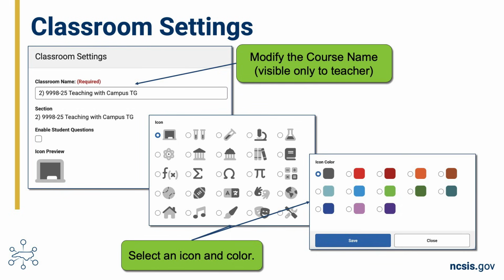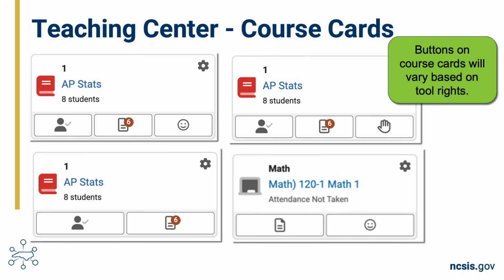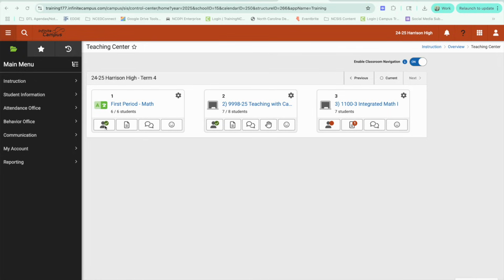The gear icon on each course card will open classroom settings where you can modify the course name, course color, and course icon. This is an example of some sample Teaching Center course cards. Attendance may or may not be taken in each course or section. Now let's get a look at what each of these buttons can do.